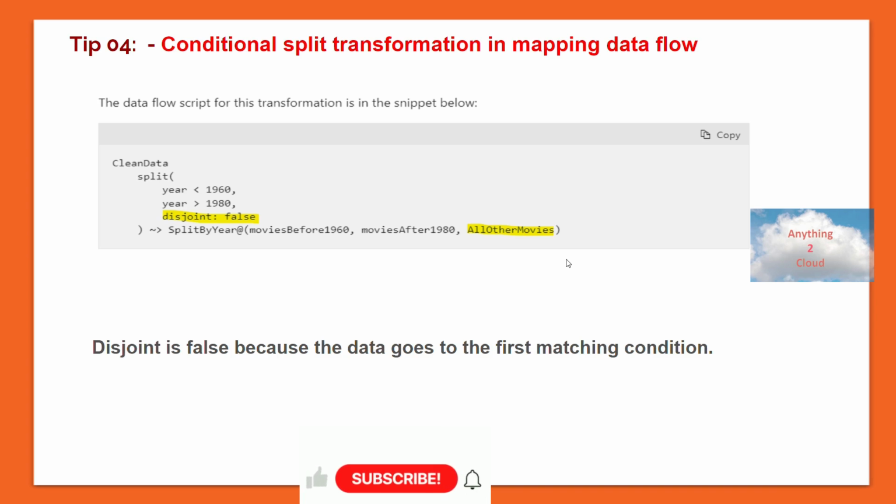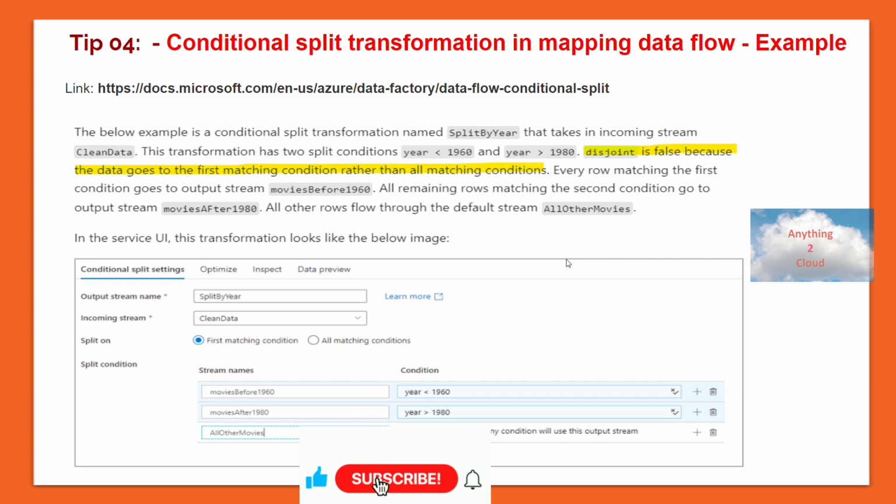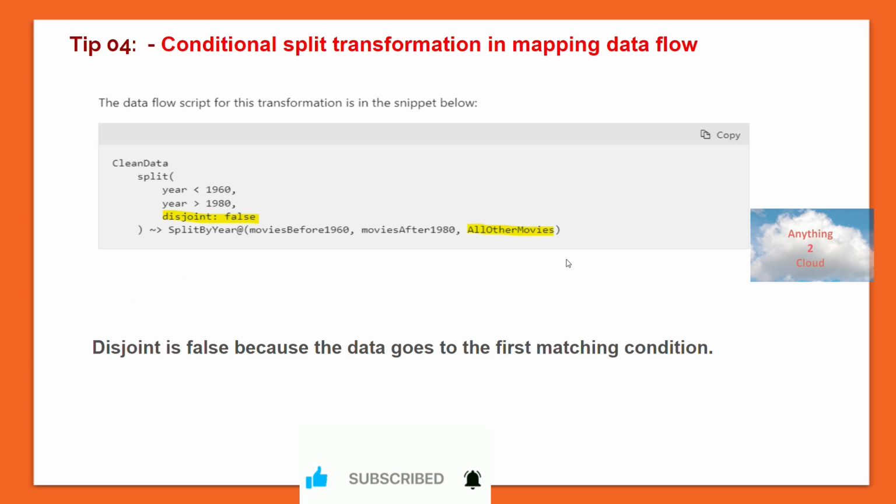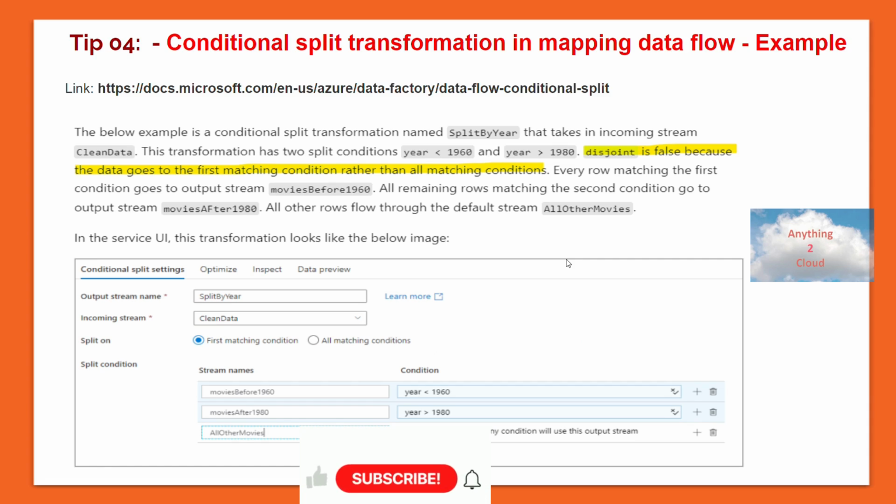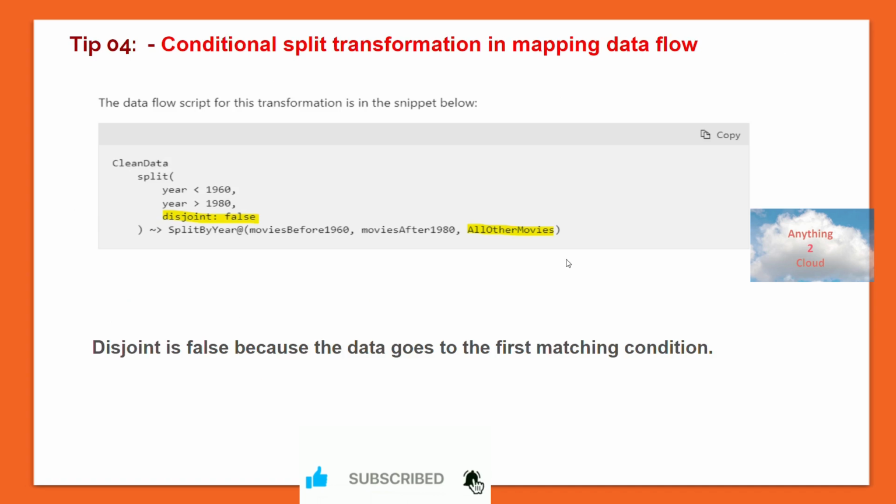If you've seen the UI before, you will find the stream names here: movie before 1960, movie before 1980, after 1980, and all other movies. So these stream names come in this split by year at the end of the code snippet. The default one also comes here, but the split condition will have only the conditions specific to that particular data stream. And disjoint is called false because we chose the first matching condition in the UI. That's the reason you find disjoint equal to false in this code snippet.